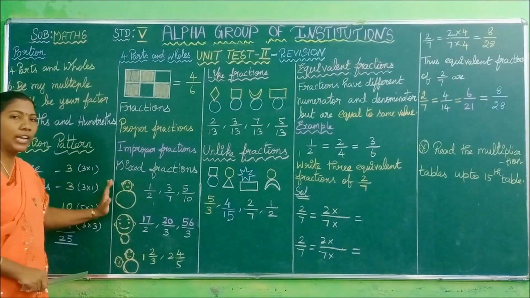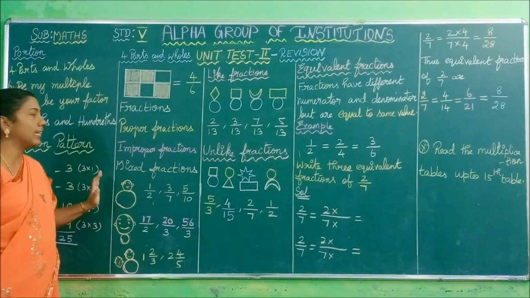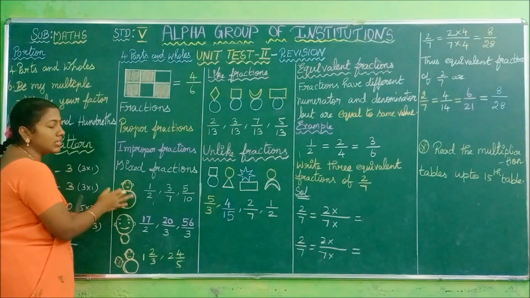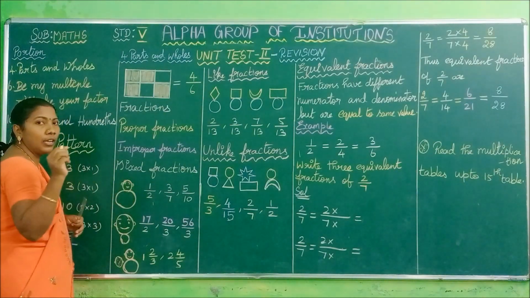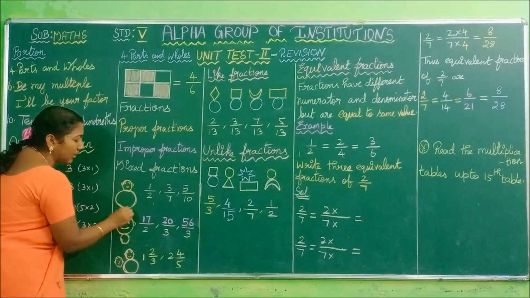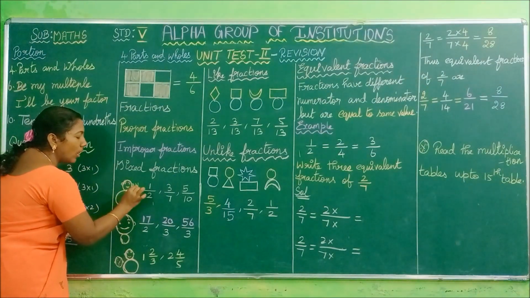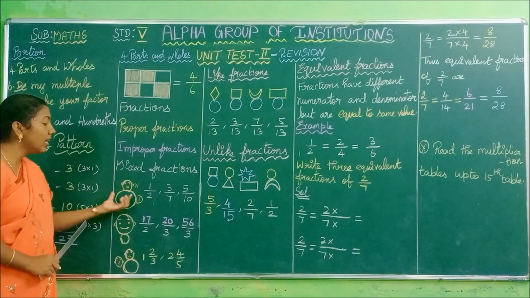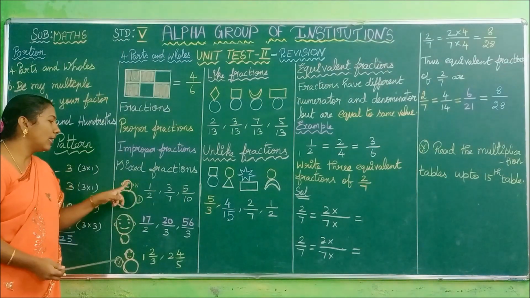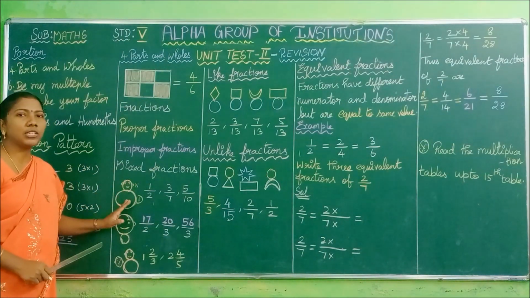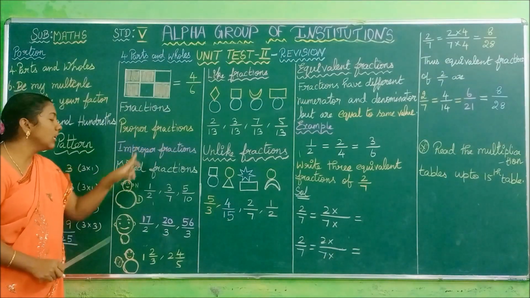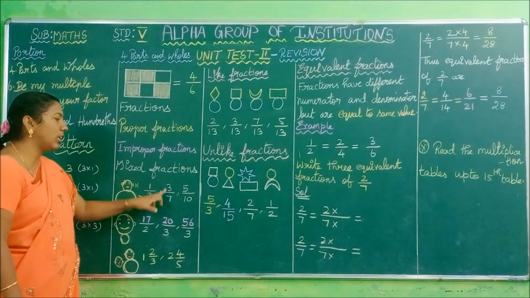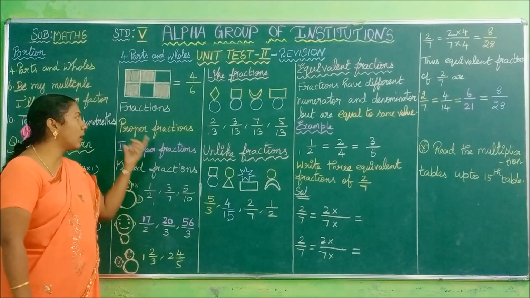See here, children, I have drawn a doll for you to understand the concept of proper, improper and mixed. See here, this is a picture of a doll. The head of the doll is very small and its body looks big. That is, the numerator is smaller than the denominator. The body looks very big and the head looks very small. Such a situation is said to be a proper fraction. If the numerator is less than the denominator, we call it a proper fraction. See here, 1 by 2, 3 by 7, 5 by 10. These are examples of proper fractions.